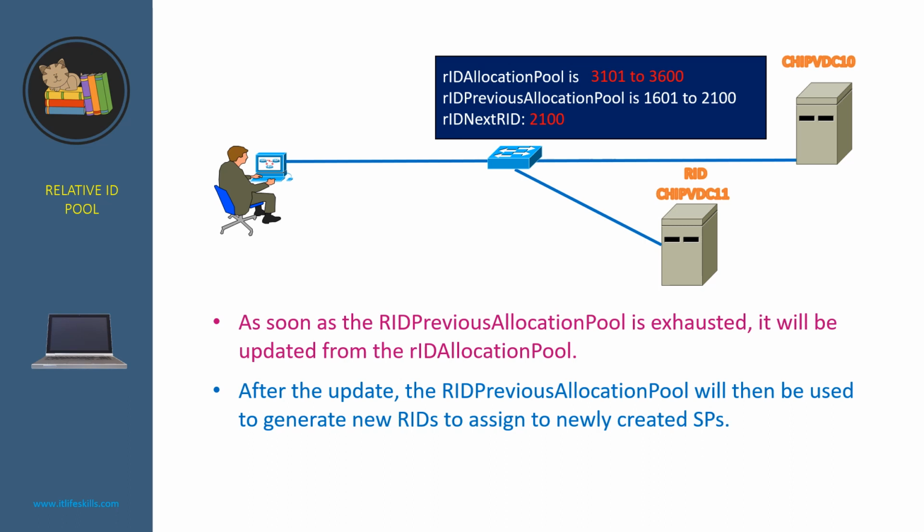As soon as the RID previous allocation pool is exhausted, it will be updated from the RID allocation pool. After the update, the RID previous allocation pool will then be used to generate new relative IDs to assign to newly created security principals. For example, if we create a new security principal object on GPVDC10, the object will be assigned the relative ID of 3101.